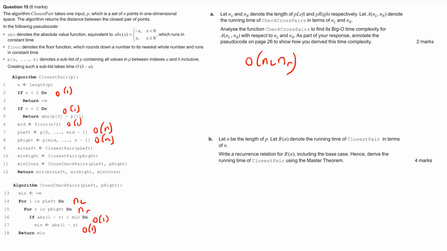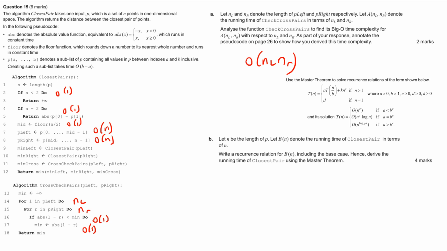Okay, now we can see for part B, this is calling itself a bunch of times. So going to our master theorem, which I should really have put in. There we go. We know that A is the number of recursive calls, so A equals 2. B is the amount we're dividing by, and it's half each time. That's happening on lines 7 to 8. So B equals 2. Now we have to consider what's going on the outside.